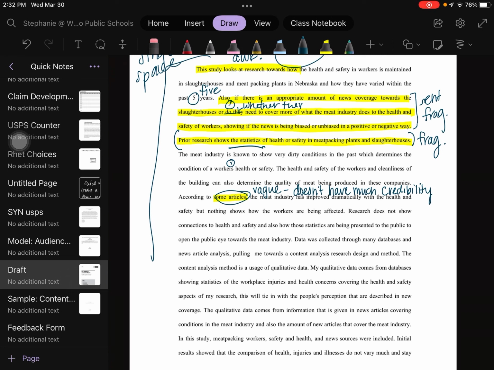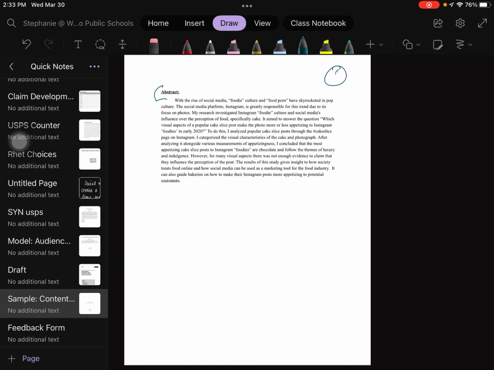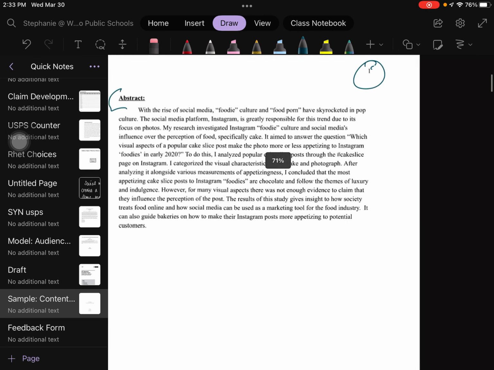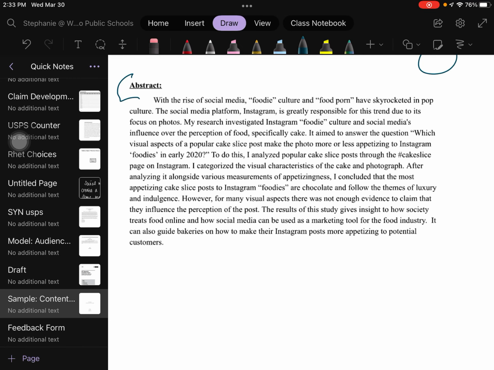Research does not show connections to health and safety and also how those statistics are being presented to the public to open the public eye towards the meat industry. Data was collected through many databases and news article analysis, pulling me towards a content analysis, research design, and method. So this, I'm going to go back, and if I look at their abstract, just to check if first person is okay, this person used I multiple times.